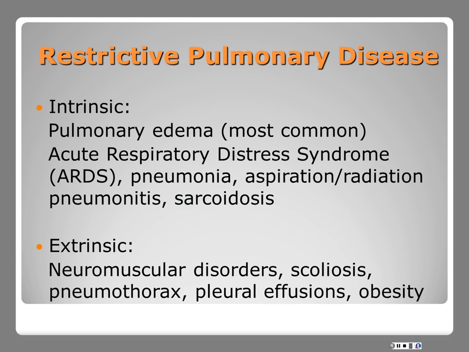Restrictive pulmonary disease, on the other hand, is not as common. There are several restrictive types out there. There's the intrinsic restrictive pulmonary disease, comprised probably mostly of pulmonary edema. It's the most common we see. Can be acute respiratory distress syndrome, ARDS, pneumonia, aspiration or radiation pneumonitis, and sarcoidosis. The extrinsic restrictive diseases are more neuromuscular disorders, scoliosis, pneumothorax or pleural effusions, or obesity.